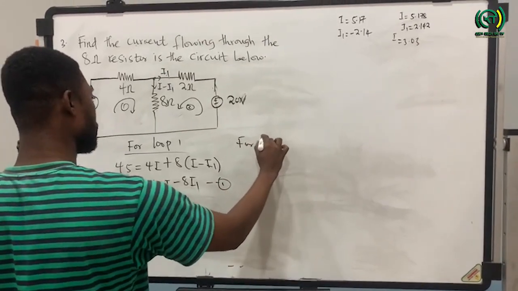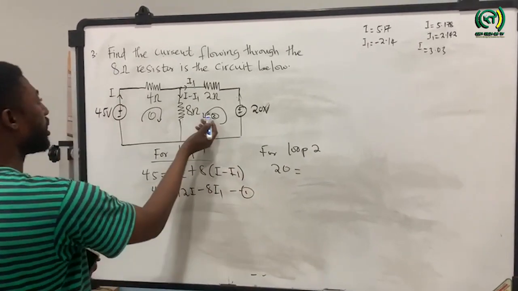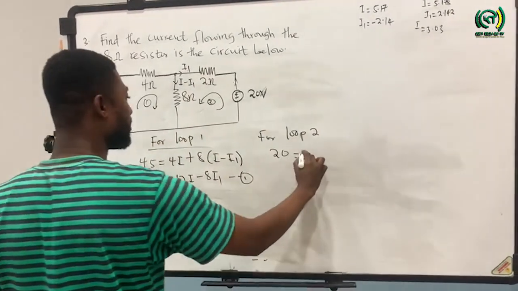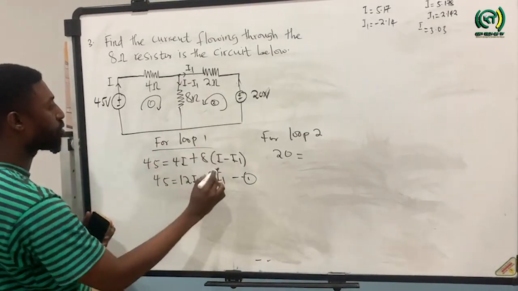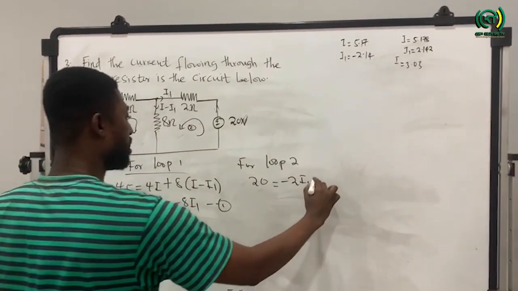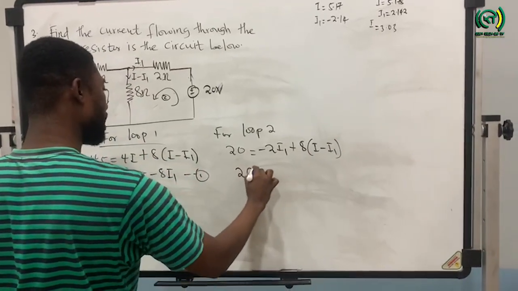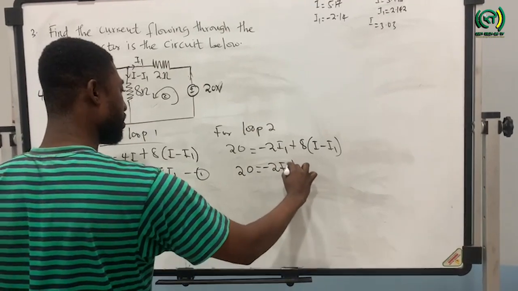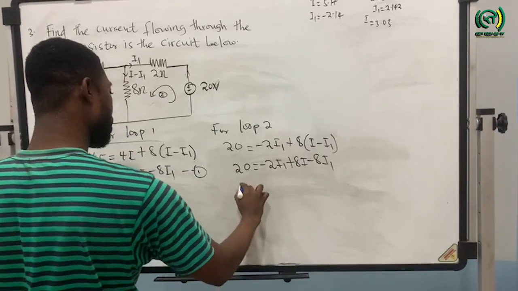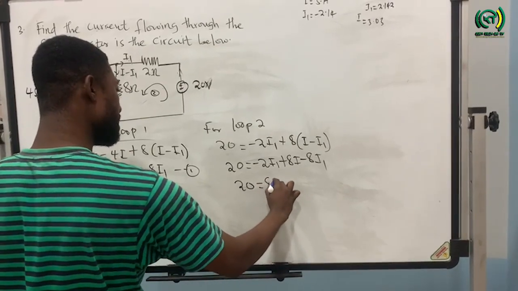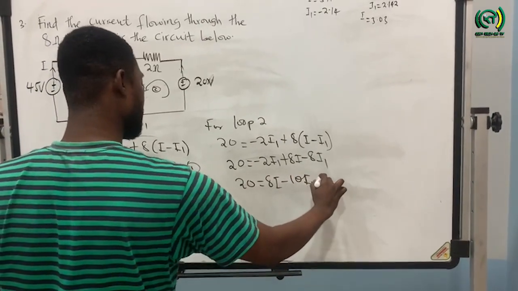Then for loop 2, I'm going to have 20 equal to, now I'm going this direction and this is also going this direction, so I'm going to have negative. So here you need to consider the direction. So I'm going anti-clockwise and this is coming clockwise, so I'm going to have negative 2I1 plus 8 into bracket I minus I1. So here will be equal to 20 equal to negative 2I1 plus 8I minus 8I1. So here I'm going to have 20 equal to 8I minus 10I1. And this is equation 2.